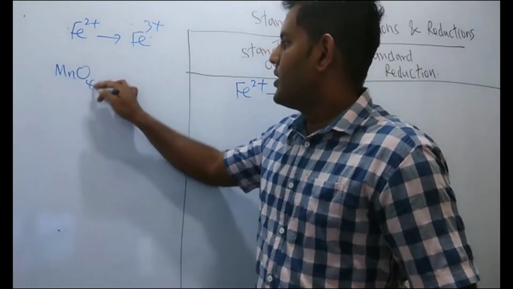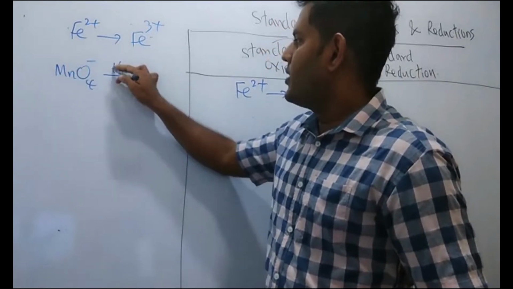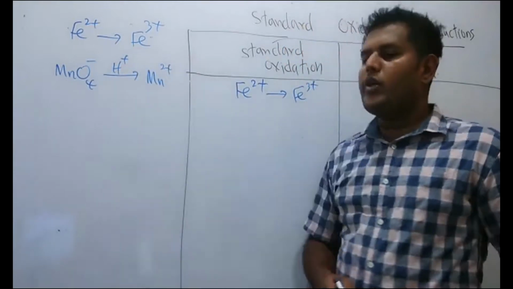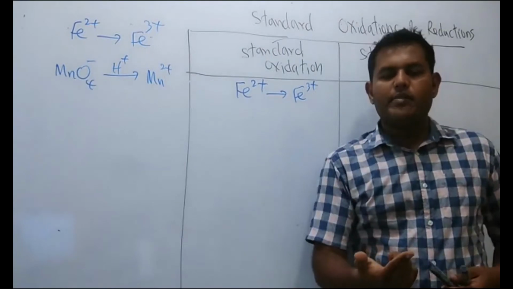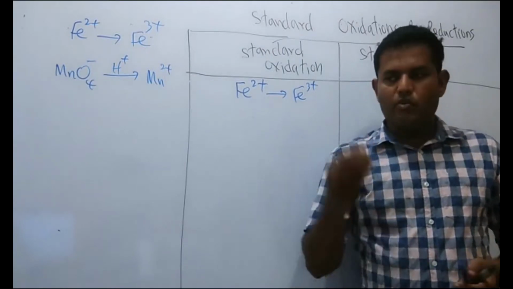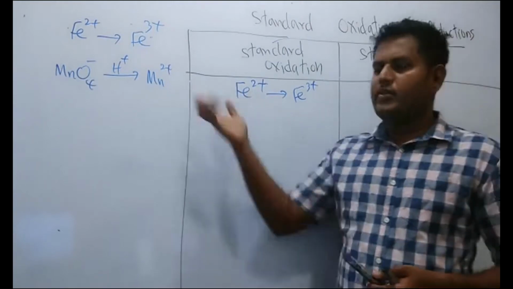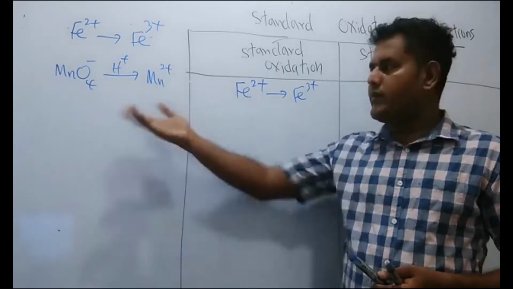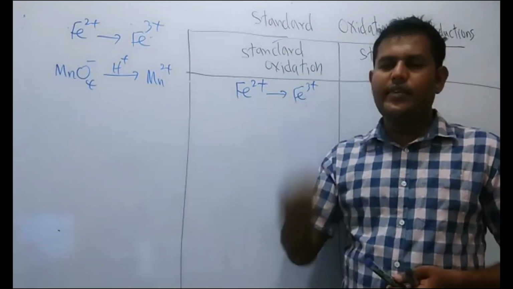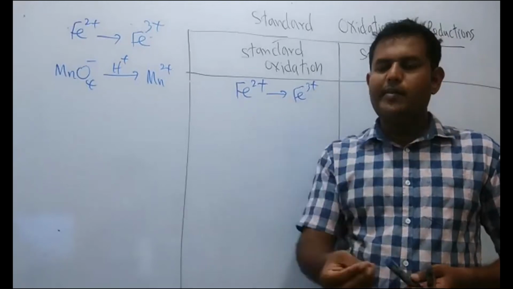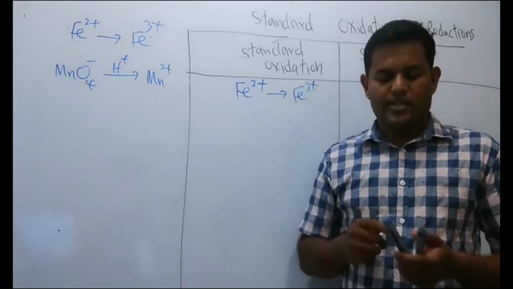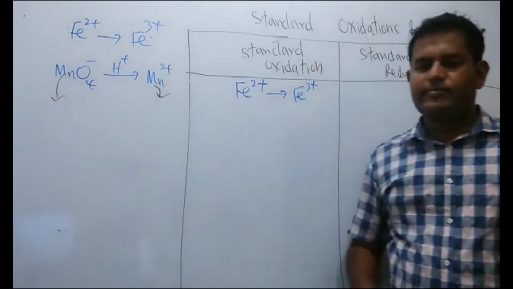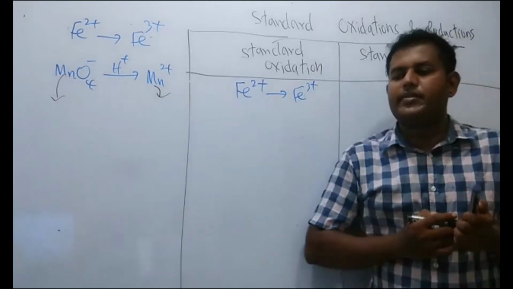Likewise, second example. MnO4- in acidic medium converts to Mn2+. Oxidation or reduction? Just determine the oxidation number. For which atom? Common sense: no need to determine the oxidation number of oxygen, because it's not available on either side. The atom which is available on either side is manganese. Just determine the oxidation number of one manganese atom, and then tell me whether it's oxidation or reduction.